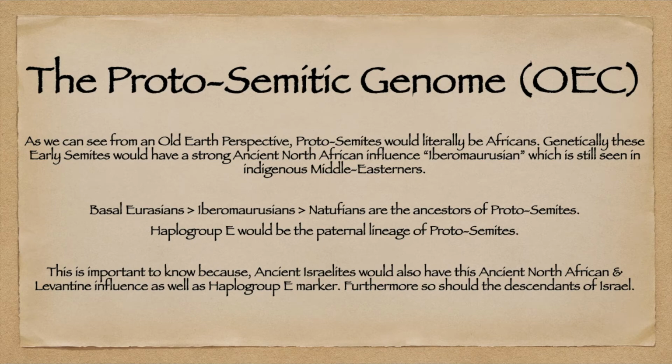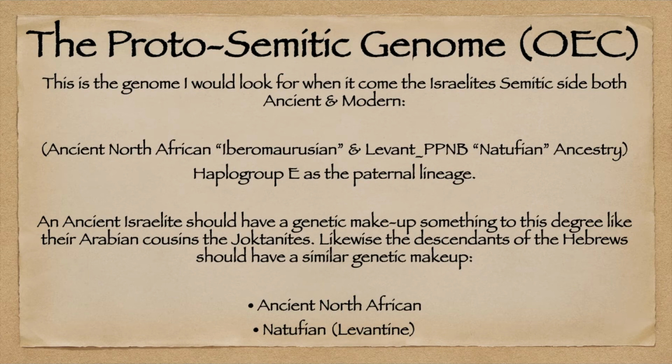Furthermore, so should the descendants of Israel today. This is the genome I will look for when it comes to the Israelites' Semitic side, both ancient and modern Israelites. So, basically, again, ancient North African Ibero-Maurusian and Levant PPNB Natufian ancestry. Haplogroup E will be the paternal lineage.